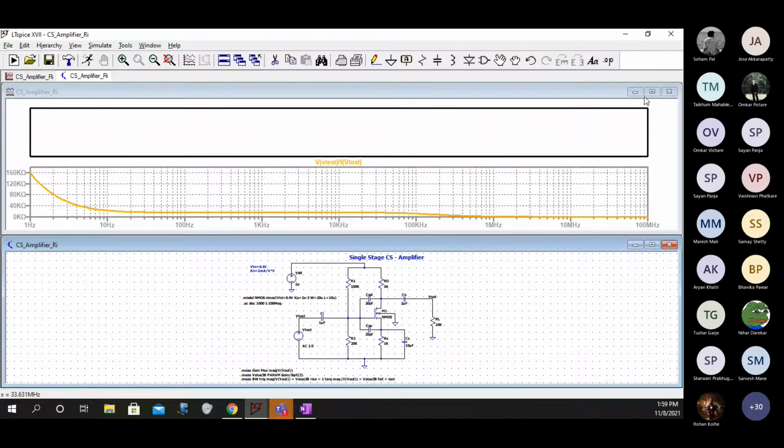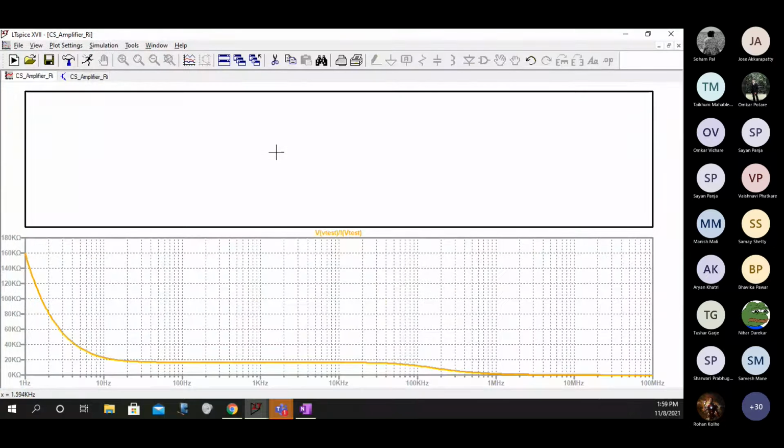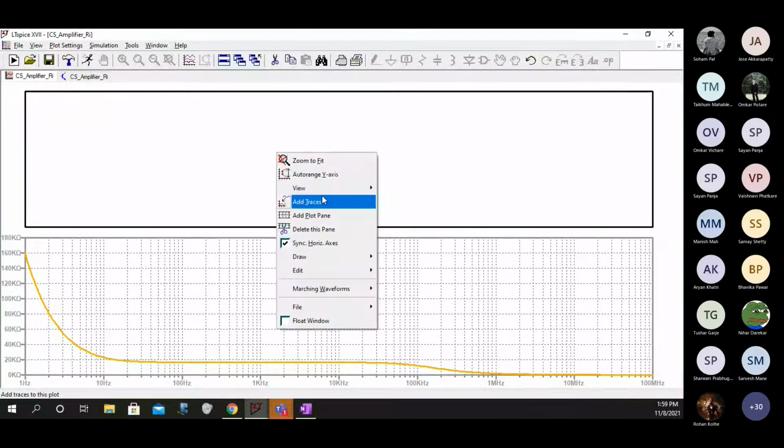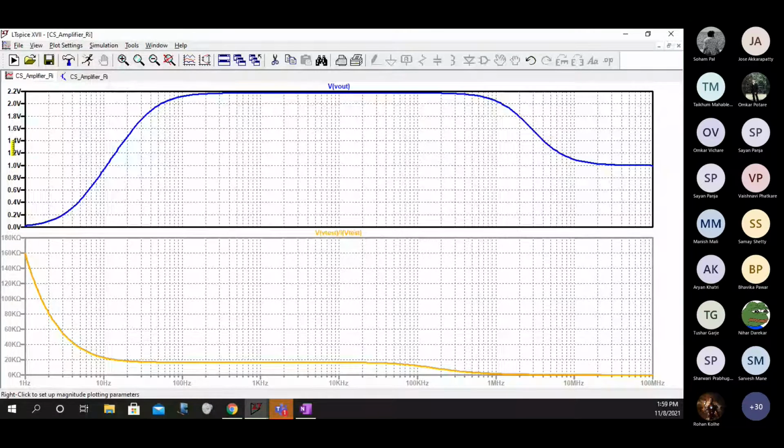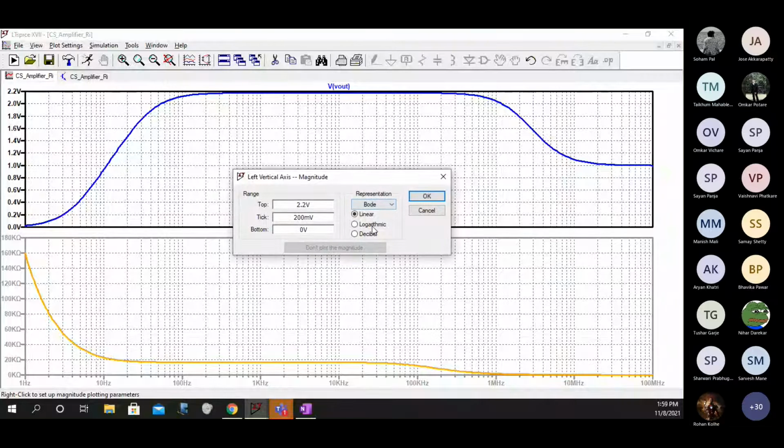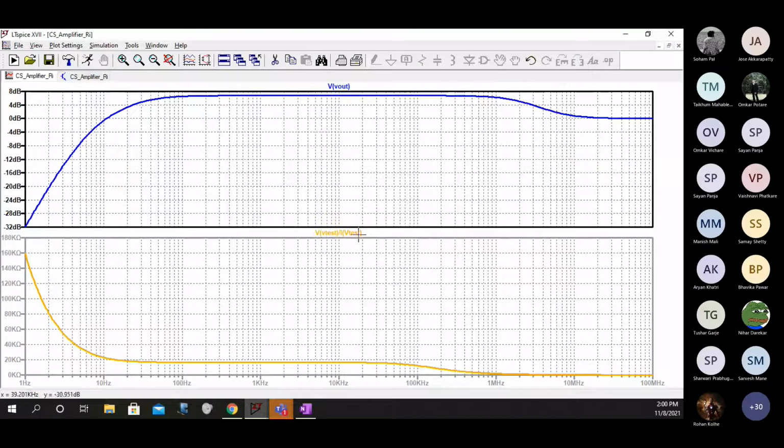So I'll add some planes here, because one picture is worth a million explanations. I'll add V out here, and this scale I'll change to dB. So this is my V out. Can you see here? Yes, all of you, can you understand this now? You can see whenever the gain is constant, the resistance is also constant.